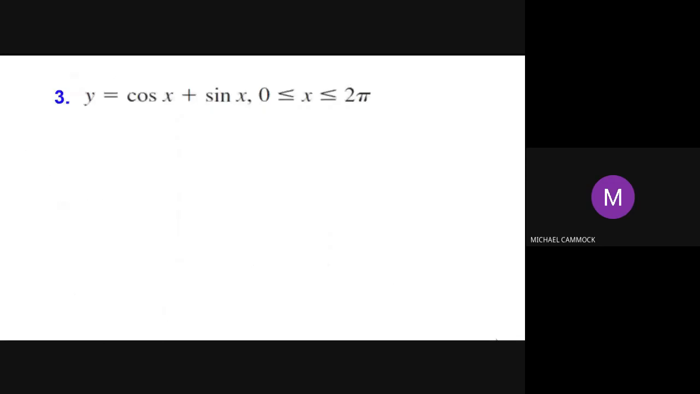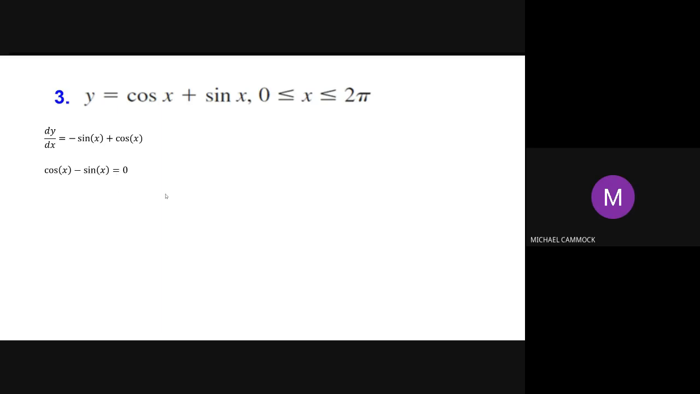How about this one? Cosine x plus sine x. Nice, simple function to derive. So again, I don't really remember all the people in the room, so I'm just going to go ahead and derive it. The derivative of cosine x is minus sine x, and the derivative of sine x is cos x. So here's our derivative: minus sine x plus cos x. We're going to set that equal to 0. So cos x minus sine x is equal to 0.